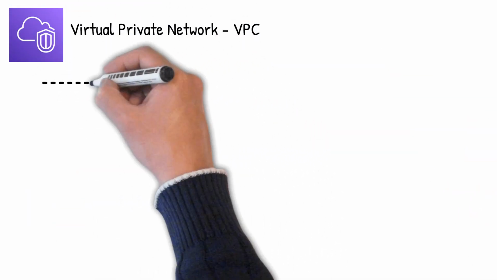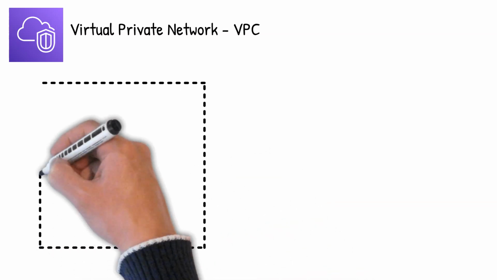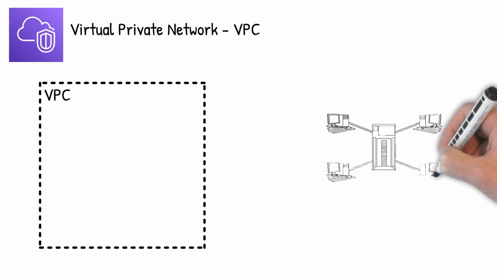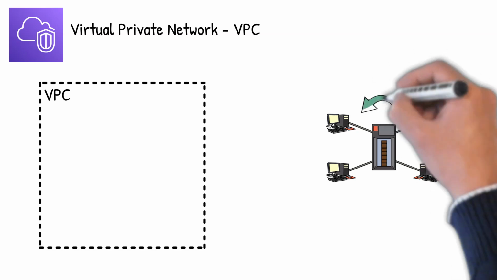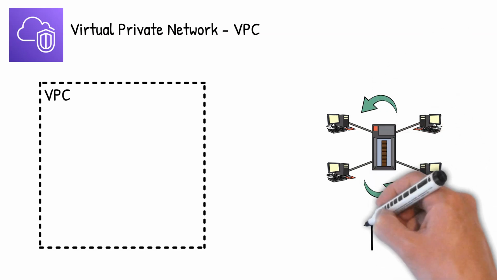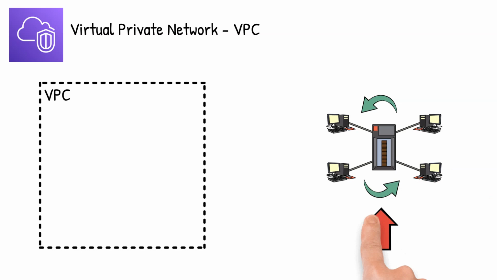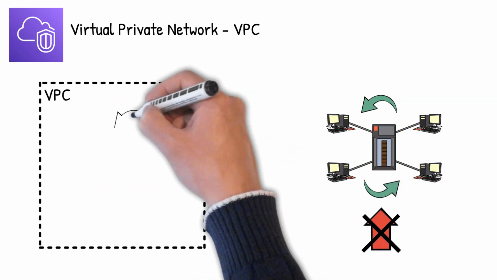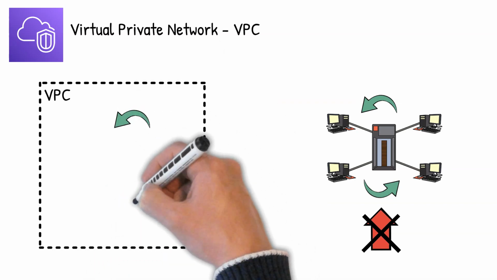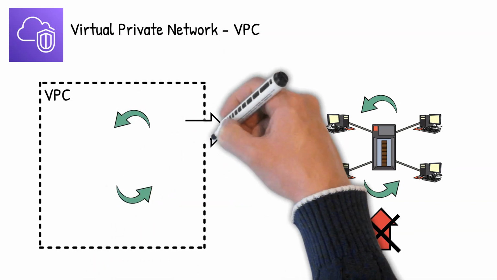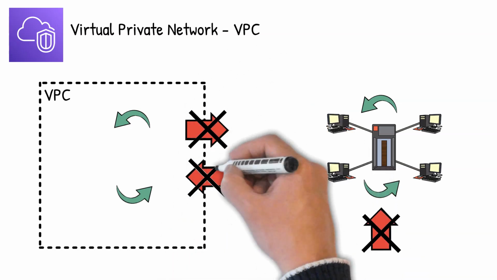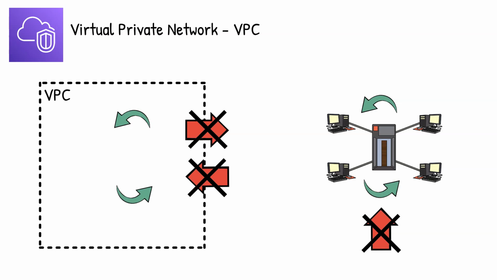Virtual Private Cloud, or VPC, is a logically isolated network within an AWS account. It is similar to a private computer network in which traffic stays within the network and external traffic cannot reach. Resources created within VPC can only communicate within VPC. Neither internal nor external traffic can cross the VPC boundary unless explicitly allowed.